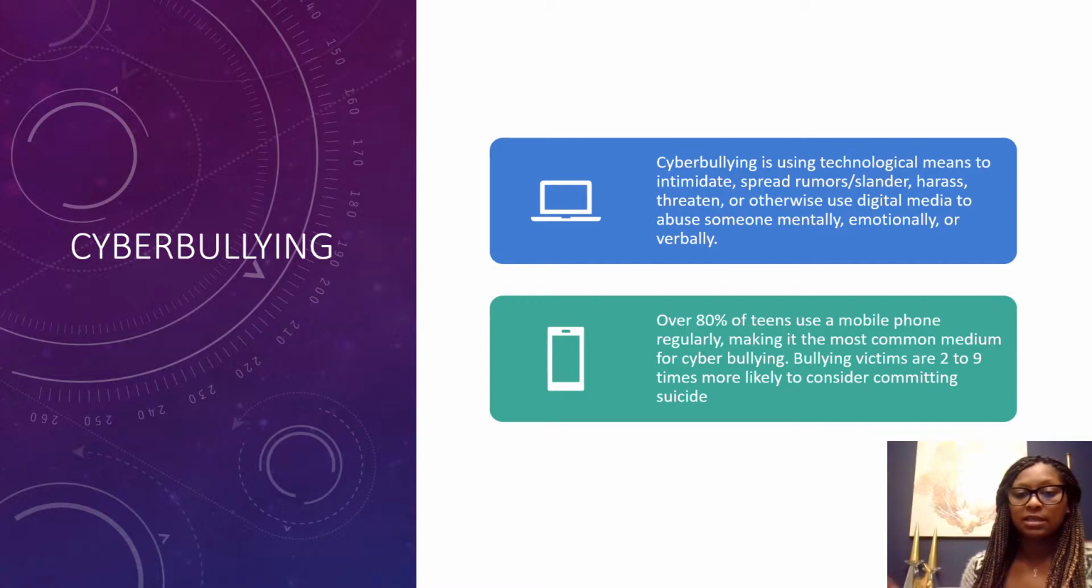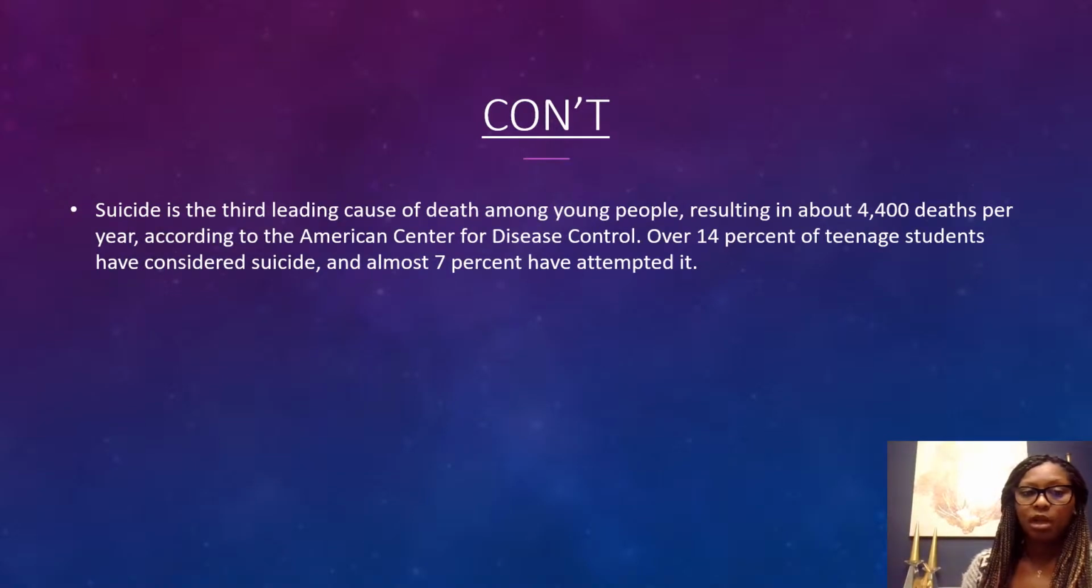Bullying victims are 2 to 9 times more likely to consider suicide. That plays on their self-esteem, and normally it happens to people that do have low self-esteem. So they're just finding a different method of delivering it. Suicide is the third leading cause of death among young people, resulting in 4,400 deaths per year, according to the American Center for Disease Control. Over 14% of students have considered suicide, and almost 7% have attempted it. So those are numbers that range from people that have been bullied in some form or fashion.